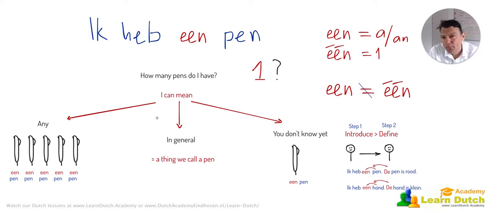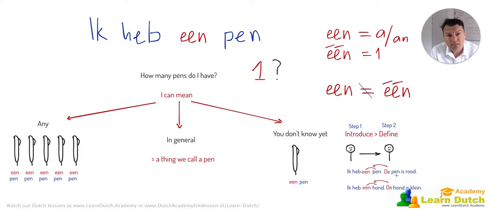I can mean a pen in general, like a thing which we call a pen. But I can also keep in mind one particular pen, which you don't know yet. You don't have any information about that pen. And I'm starting to introduce that pen to you, and I'm doing that by using een. Ik heb een pen. De pen is rood.